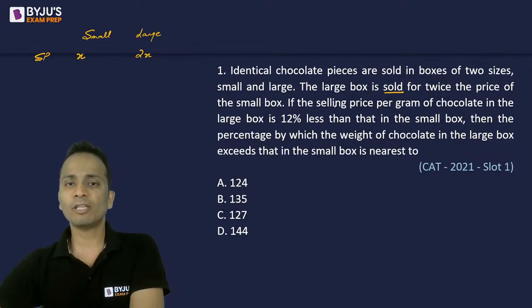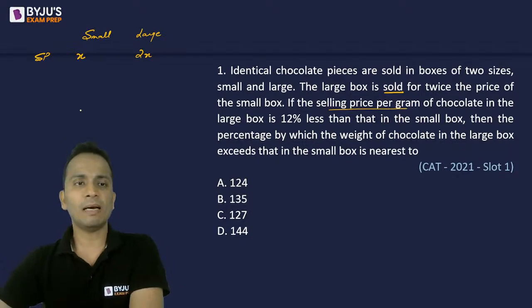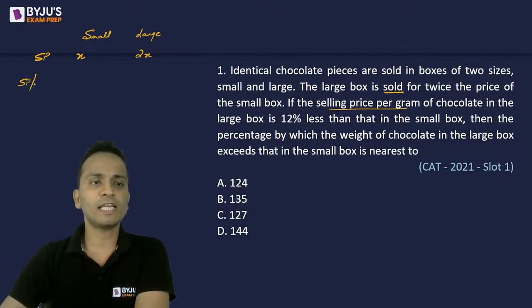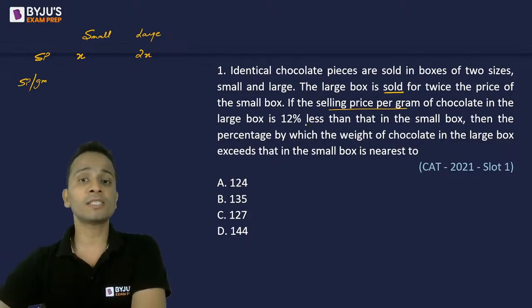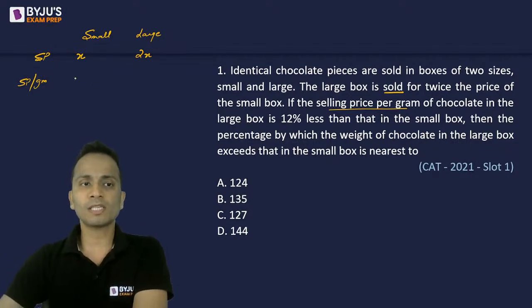Okay? Now the next thing is if the selling price per gram, so they are also giving selling price per gram of chocolate in the large box is 12% less than the small box. So small box, let's say selling price per gram is 100.